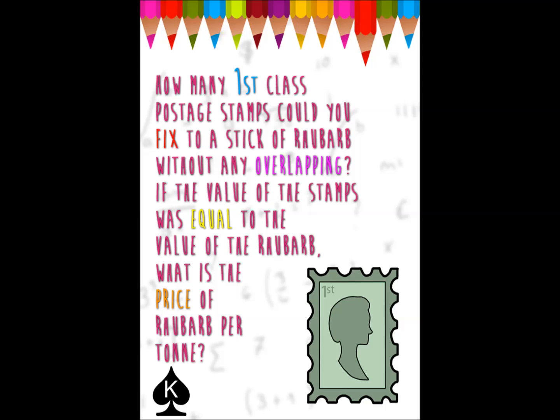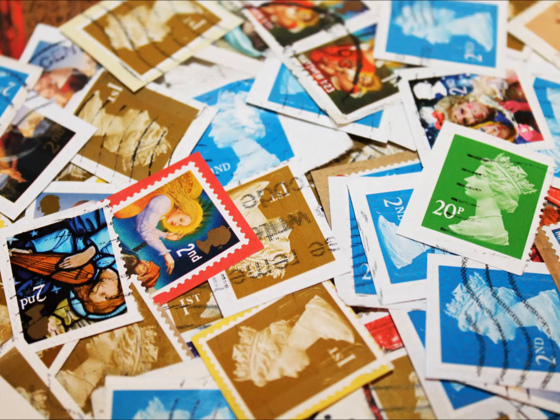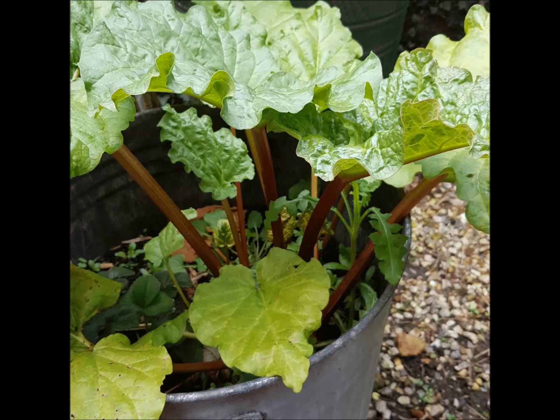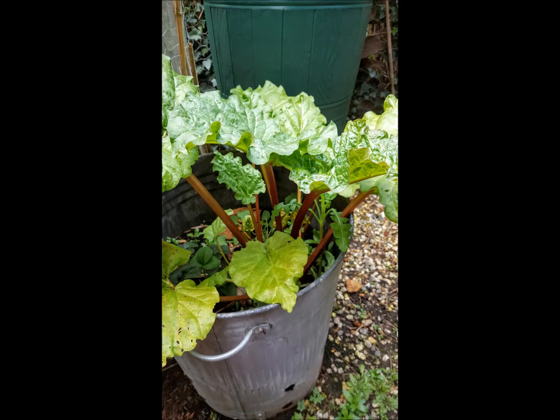This is the dissection of a Grand Random Challenge question. The question I've chosen is this one. How many first-class postage stamps could you fix to a stick of rhubarb without any overlapping? If the value of the stamps was equal to the value of the rhubarb, what is the price of rhubarb per tonne? So this is the way I would dissect the question, how you might break it down.